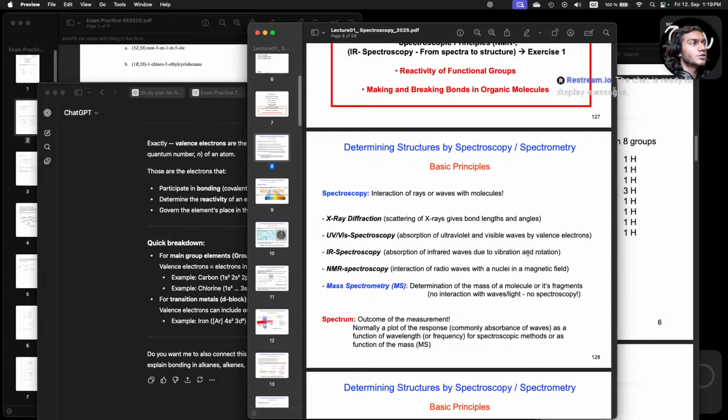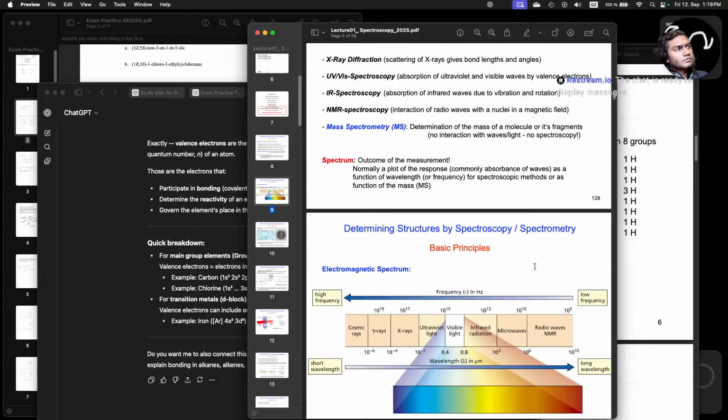Mass spectroscopy, determination of mass of a molecule or its fragments. No interaction with light waves, no spectroscopy. Okay. Mass spectroscopy, how does that work? Determining structures by spectroscopy, spectrometry. Basic principles.